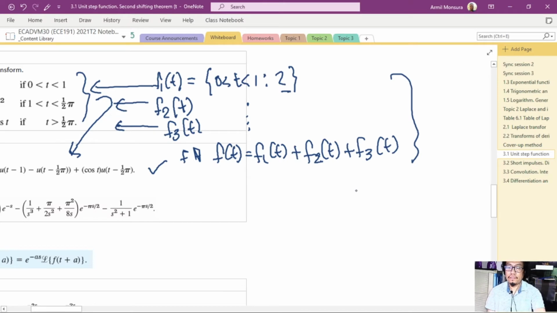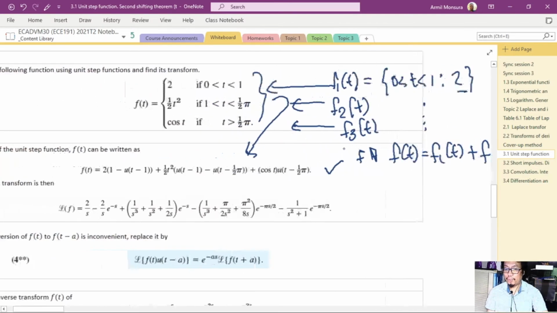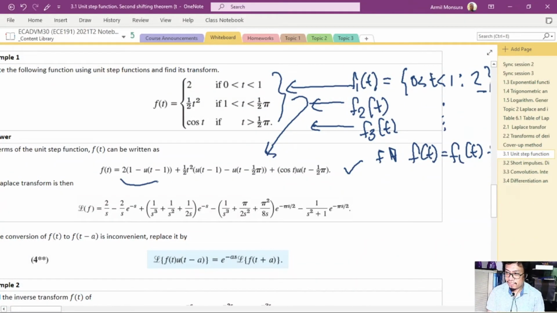Now, as an alternative, you can directly try to use unit step functions in order to graph this function. And again, as I demonstrated earlier, I have shown you how to define these and how to use them in Desmos. So you will be able to verify those using Desmos.